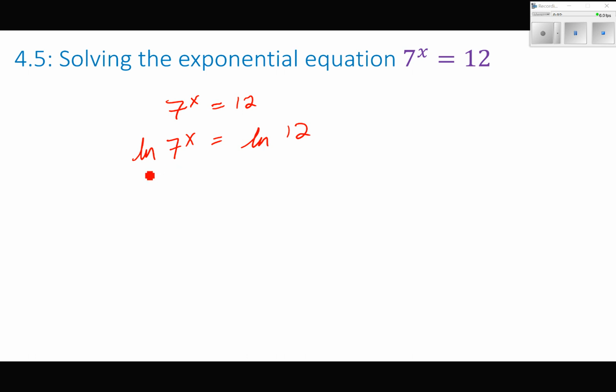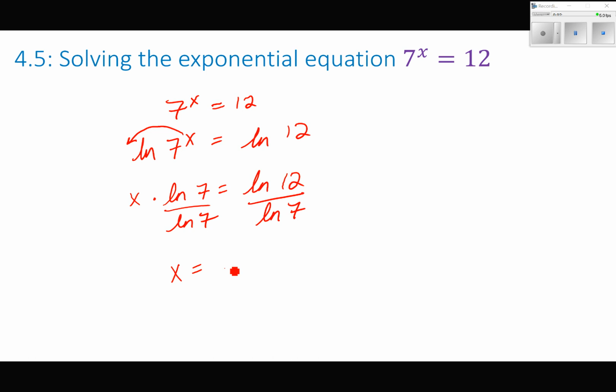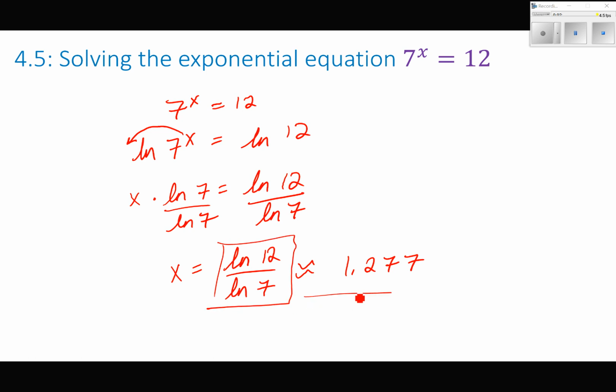Well, now that I have natural log of 7 to the x, I can use my power rule and bring the x up front. So this is x times natural log of 7 equals natural log of 12. Because it's x times natural log of 7, I can divide out natural log of 7 from both sides. So therefore, x will be in exact form natural log of 12 divided by natural log of 7, which is approximately 1.277. All right, but again, if I wanted exact, this is exact, this is an approximation.